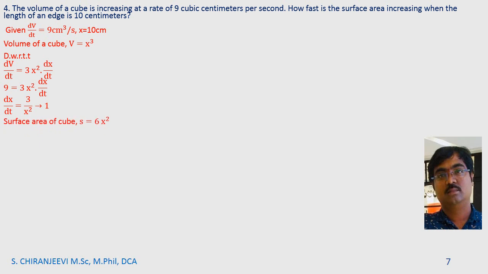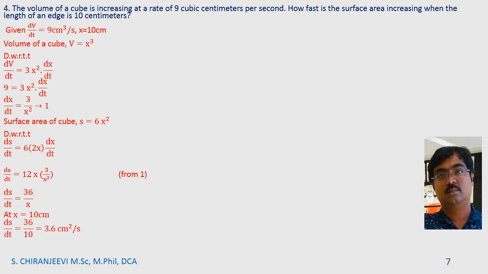Surface area of a cube, S equal to 6x square. Differentiating with respect to t, ds by dt equal to 6 will be as it is. Differentiation of x square with respect to t will become 2x into dx by dt. ds by dt equal to 12x into 3 by x square. Substituting dx by dt value, 12 into 3 36, 1x cancels, it will be 36 by x. At x equal to 10 centimeters, ds by dt equal to 36 by 10, which is 3.6 centimeters square per second.